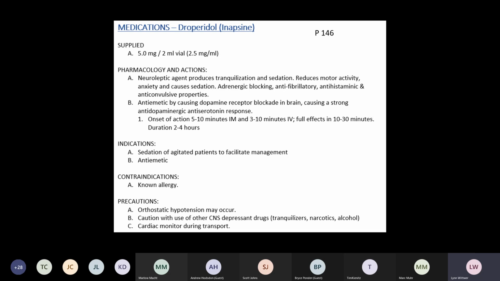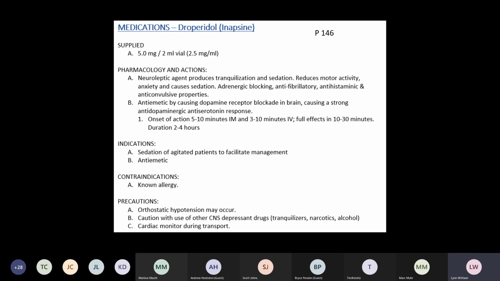Now, this should be number C. I noticed that last night when I was rereading all these things, that this should be number C. The onset of action of droperidol is 5 to 10 minutes IM, 3 to 10 minutes IV. Full effects are usually within 10 to 30 minutes, and it lasts about 2 to 4 hours. Indication is sedation of agitated patients to facilitate management or as an antiemetic.